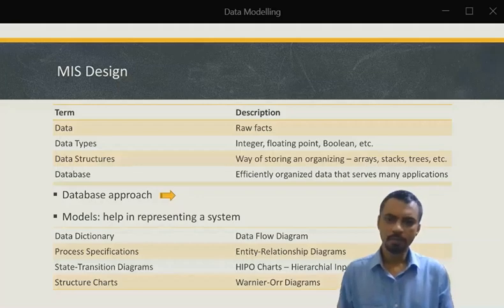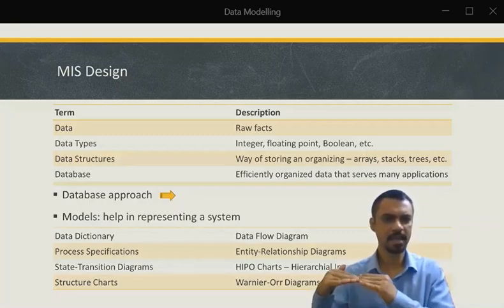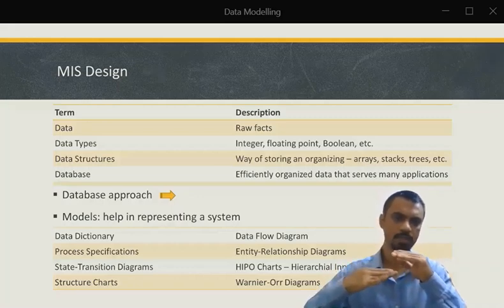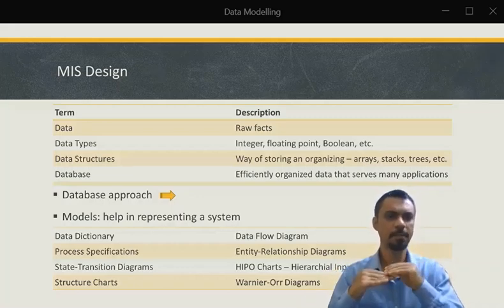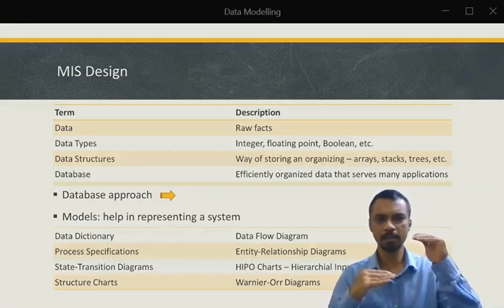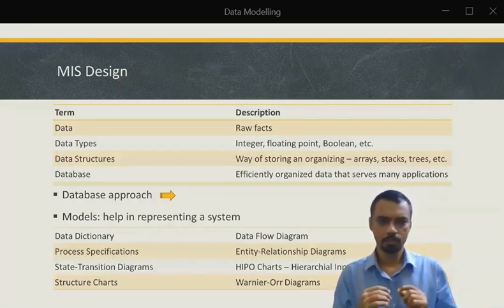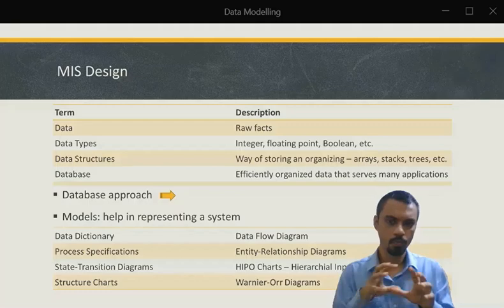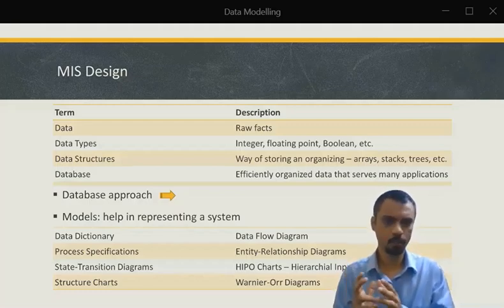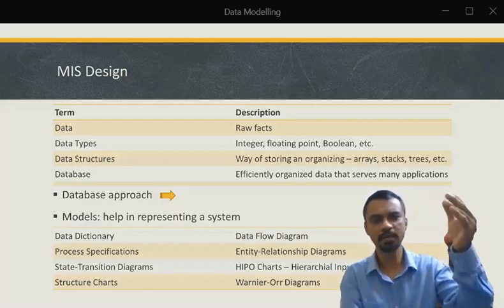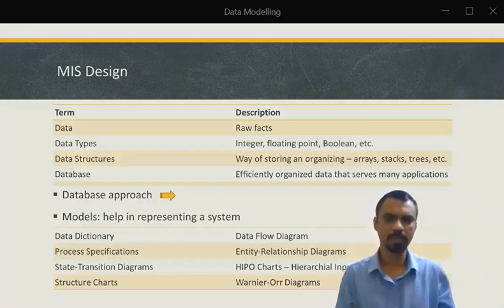Next, we have state transition diagrams. I spoke a few days ago about as-is and to-be. You have an original as-is state in which things are happening in a certain way, and you would like them to be in a certain way. So you draw what the state was or is, and what you would like it to be. That's a state transition diagram. Another is structure charts. There are many; we will not discuss all of them.